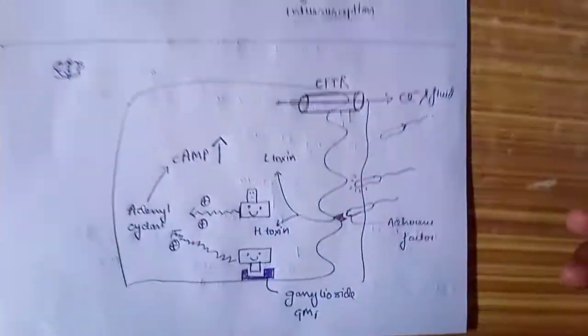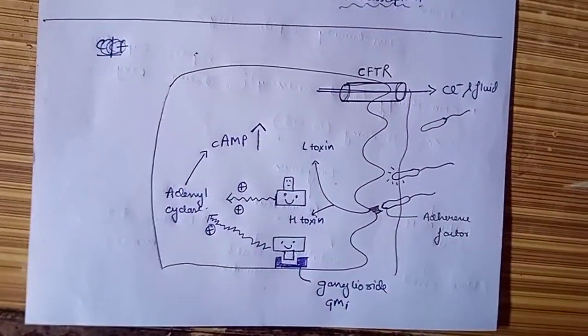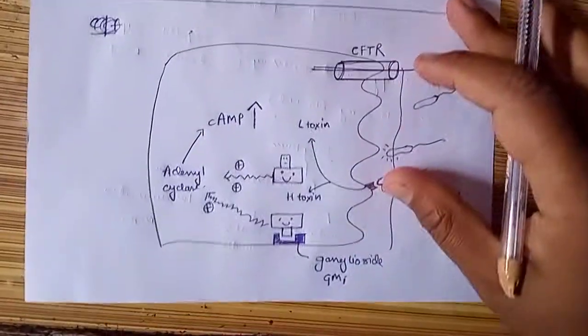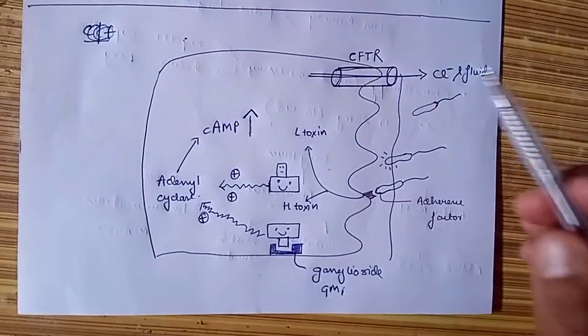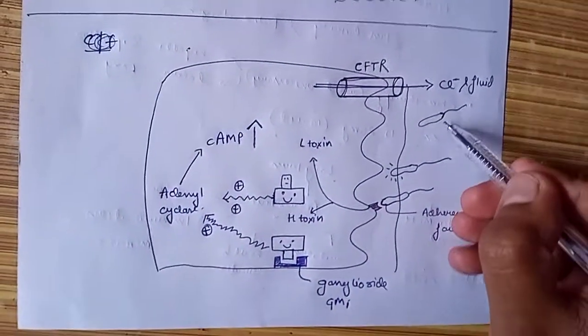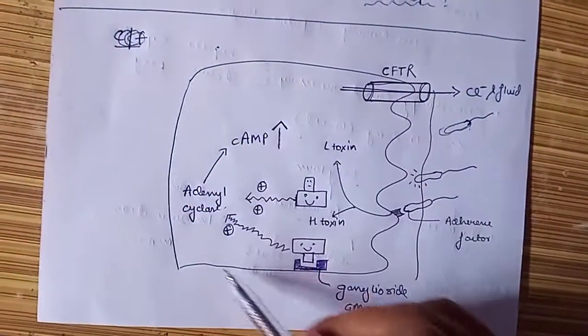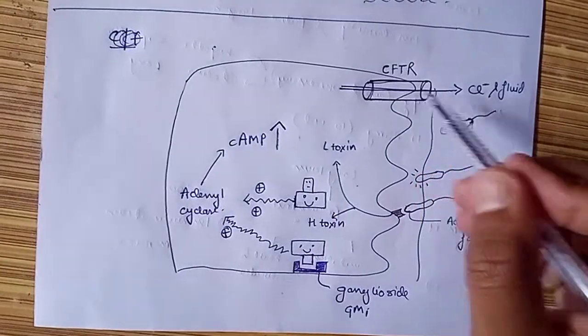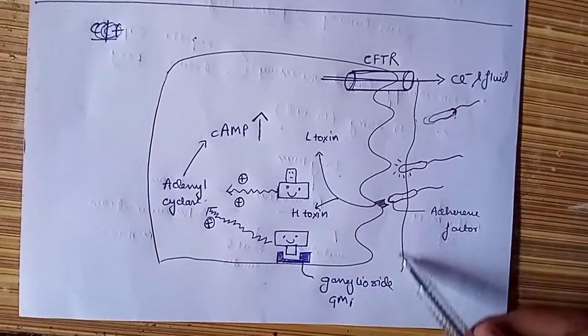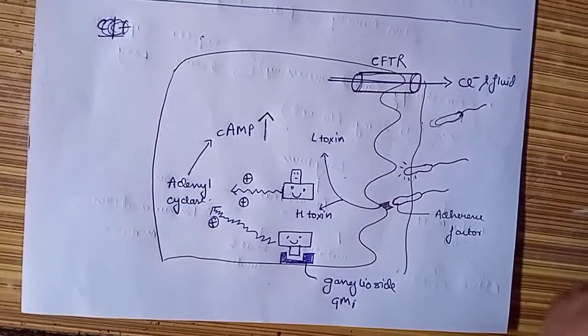Now we will try to understand the pathogenesis of cholera. Earlier there were many theories, but now this is the most accepted one. Consider this as a Vibrio cholera, and this is our intestinal cell. And this is the mucosa lining over our intestinal cell.